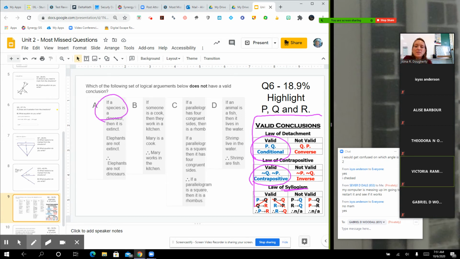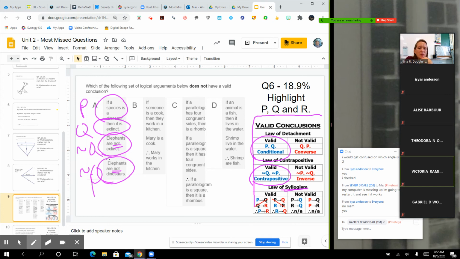I've got, if a species is a dinosaur, that's P. Then it's extinct, that's Q. Elephants are not extinct, right? So I've got "is extinct" for Q, and then the very next thing is "not extinct." So that's not Q. And then elephants are not dinosaurs. And I've got dinosaurs as P and not dinosaurs here. So that should be a not P. We'll make it like that.